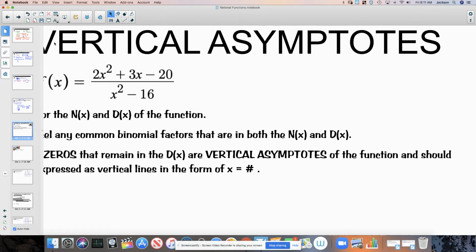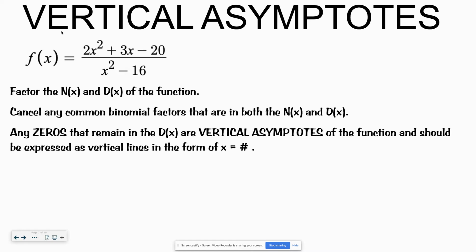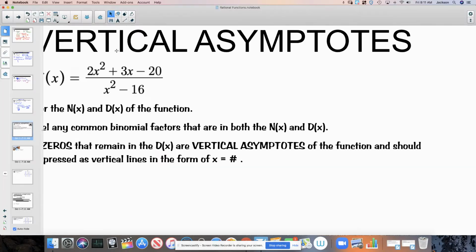All right, let's take a deep dive into this idea of vertical asymptotes. Actually, let me get a pen ready here. Working pretty slow today.